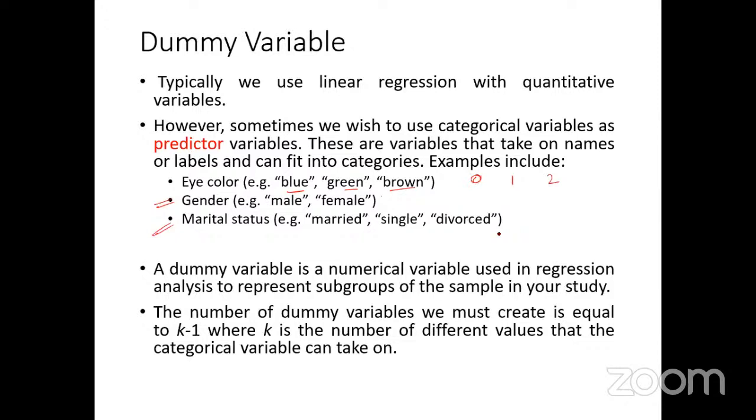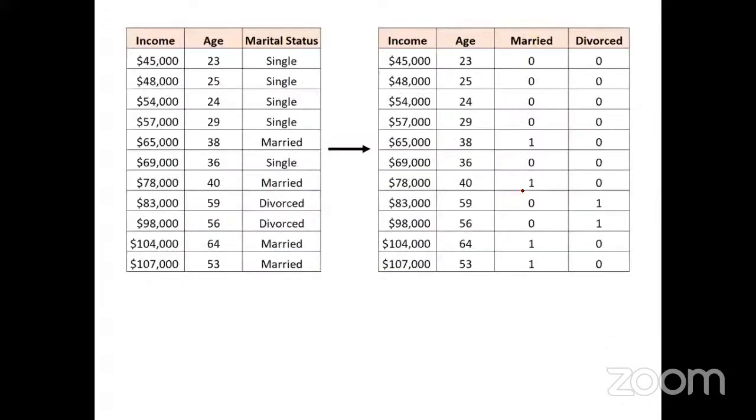So whenever you make the regression line, it always takes into consideration only two groups. That means k minus 1 dummy variables need to be considered in regression analysis. Let us see one example. Let us consider income, the age of the person, and the marital status. There are three marital statuses: single, married, and divorced.